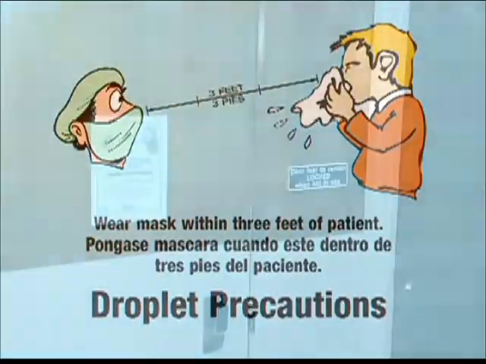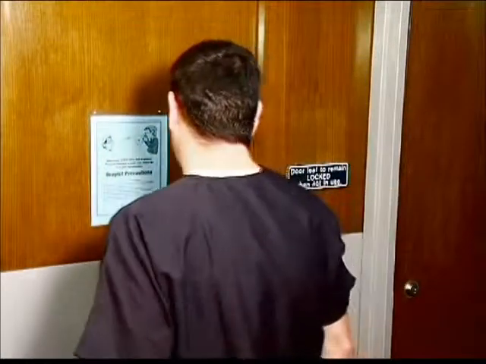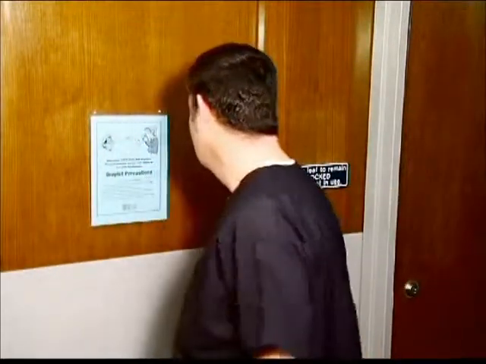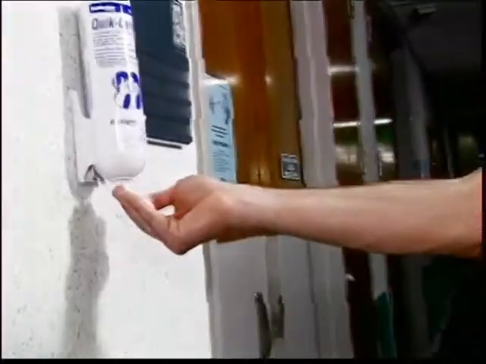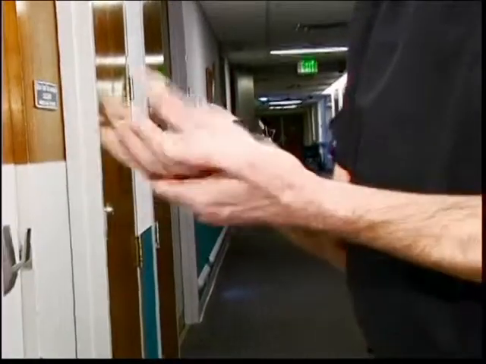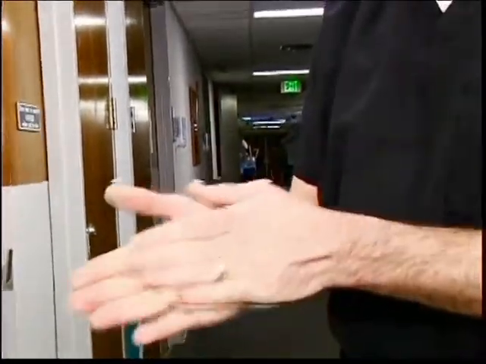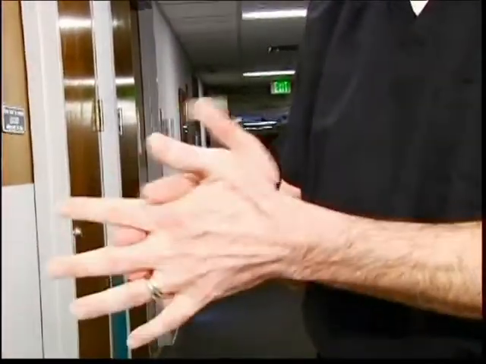Droplet isolation. The patient's room should be a private room if possible. When private rooms are not available, place the patient with another patient infected with the same microorganism but with no other infection. If this accommodation cannot be met, maintain a distance of at least 3 feet between infected patient and other patients and visitors. Masks are worn within 3 feet of the patient. However, it is best to put the mask on upon entering the room.